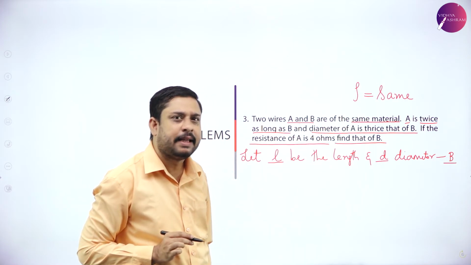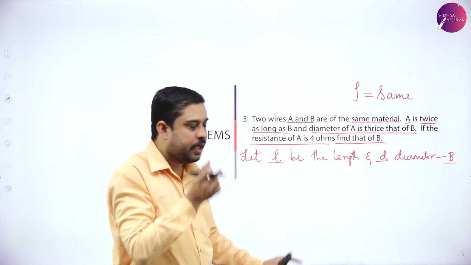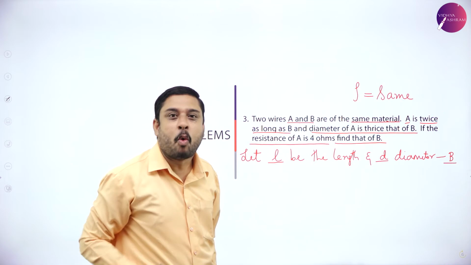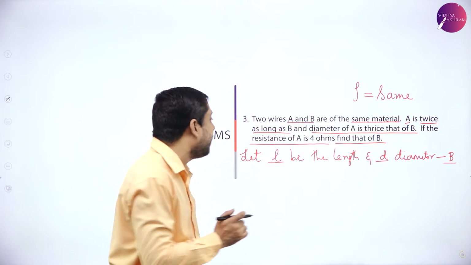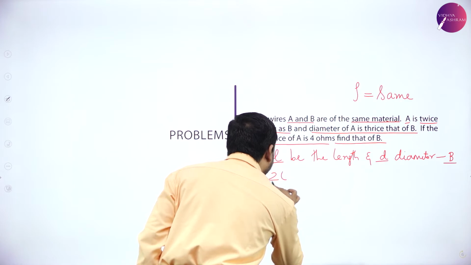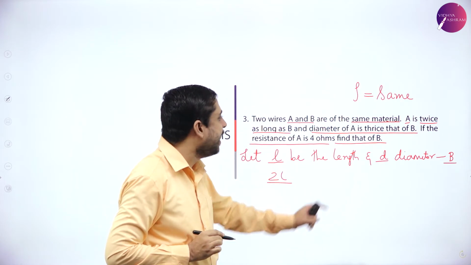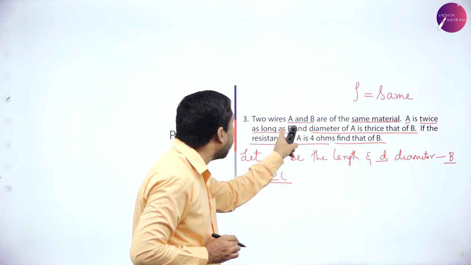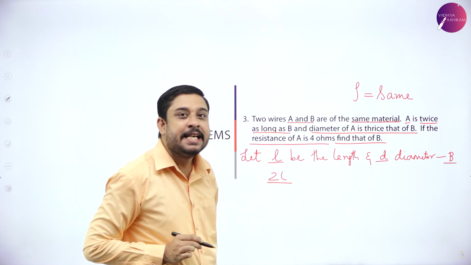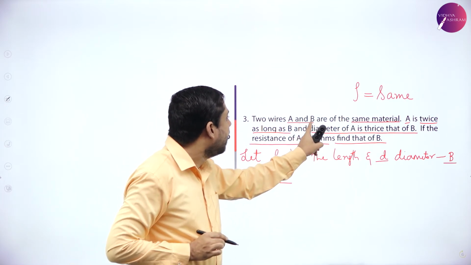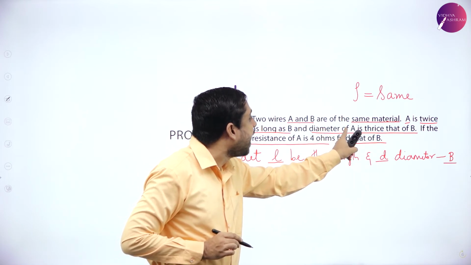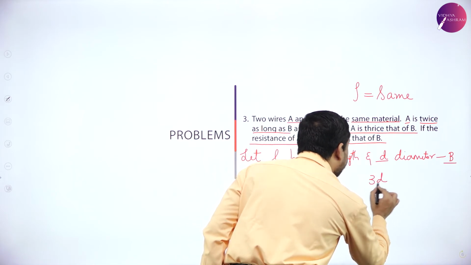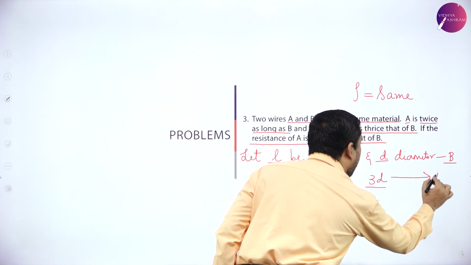Clearly, what does the problem say? A is twice as long as B. So what is the length of the wire A? 2L. The problem clearly says A is twice as long as B. 2L is the length of A and diameter of A is thrice that of B. So 3D is the diameter of A.